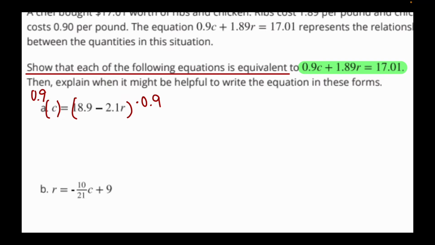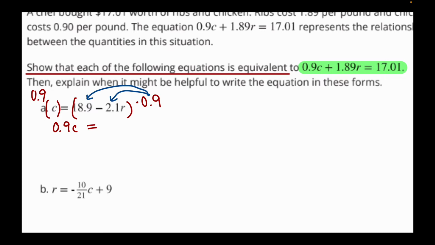And on the left, that's just going to give me 0.9c. But on the right-hand side, I actually need to distribute this. So we're going to distribute 0.9 times each of these pieces. I definitely recommend using a calculator for this, even if it's a basic four-function one. Decimals are not my friend. I much prefer fractions, and I know that might make me weird, but that's okay. I'm not great at doing them in my head. So 18.9 times 0.9 is something I'm going to do in a calculator for sure.